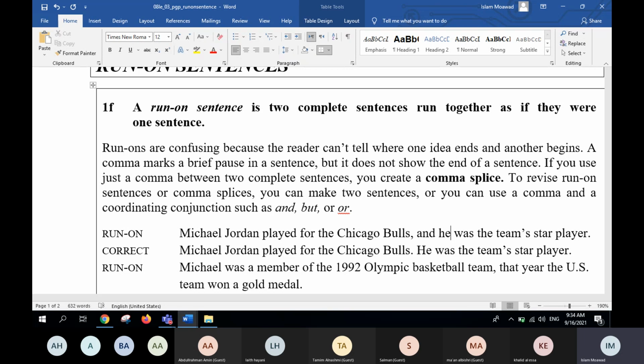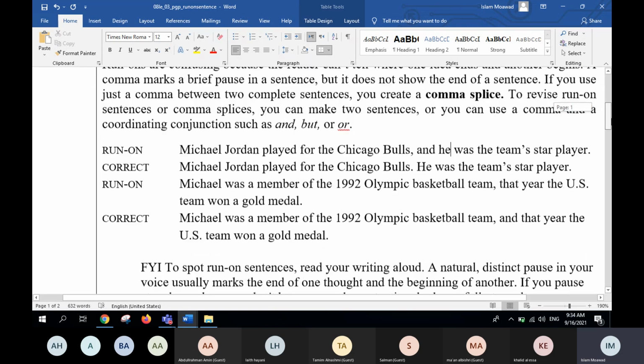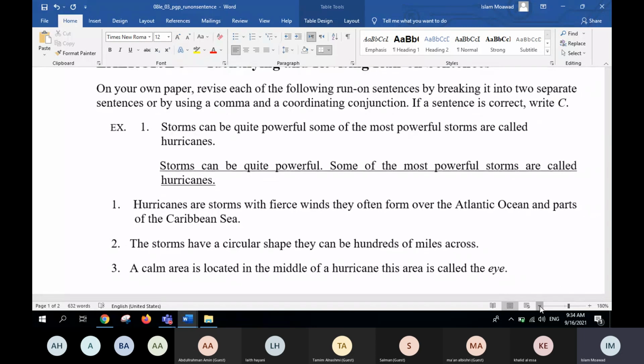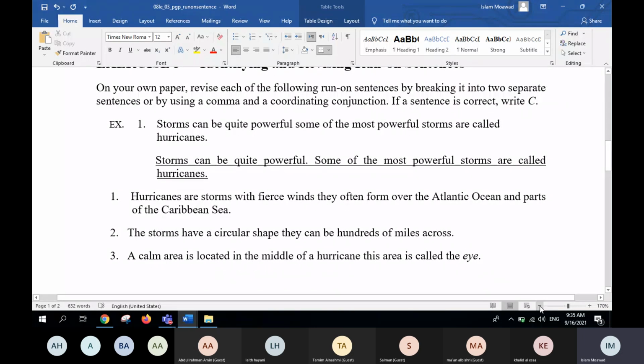So you find this in your book, page number 3. So open your grammar book, guys. Open your grammar book. Page 3. Okay. So page 3, you have the title, run-on sentence.